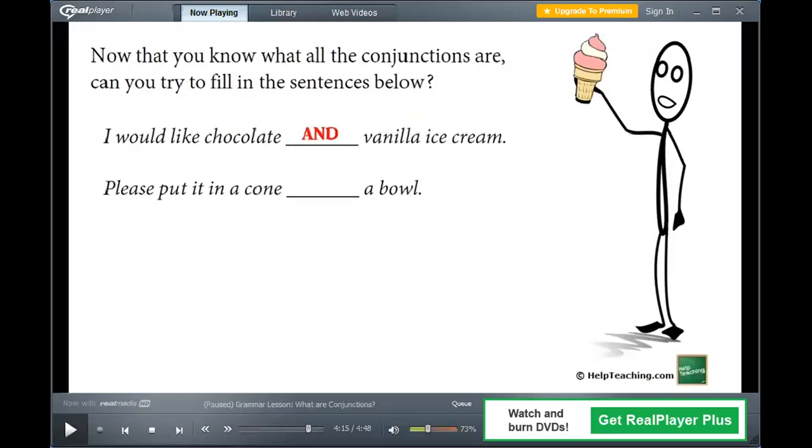Please put in a cone dash a bowl. What conjunction do we use to fill that? So the answer is "or." Please put in a cone or a bowl.